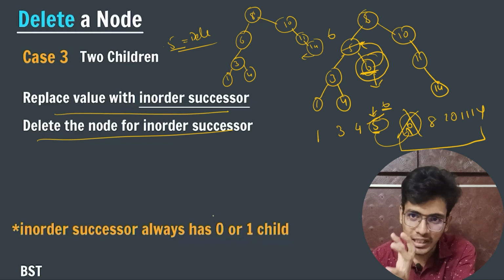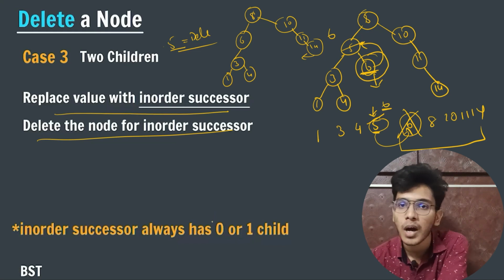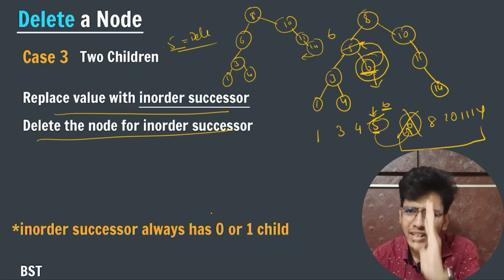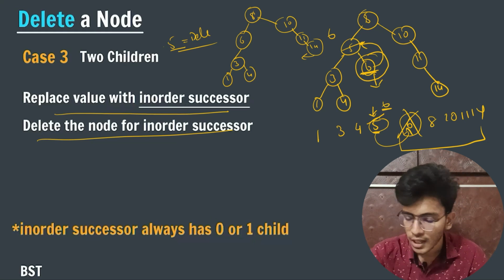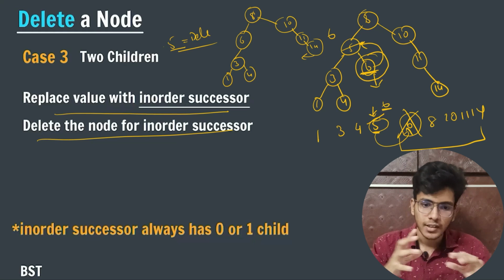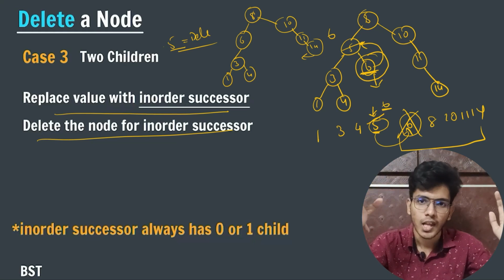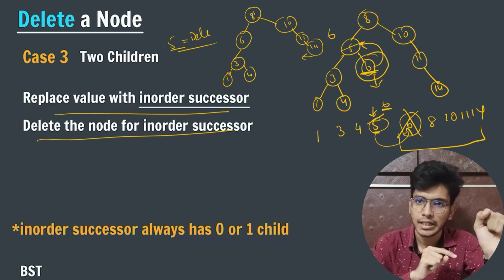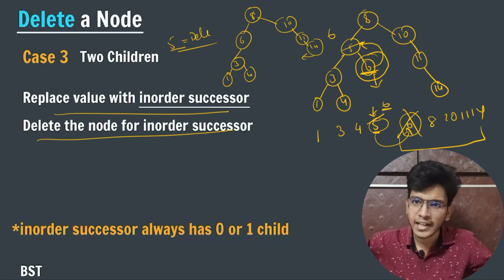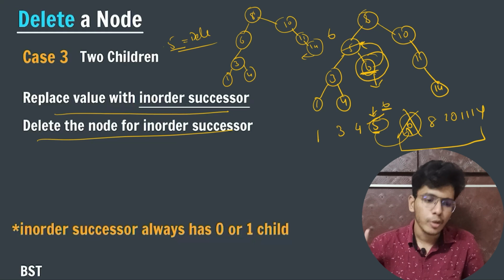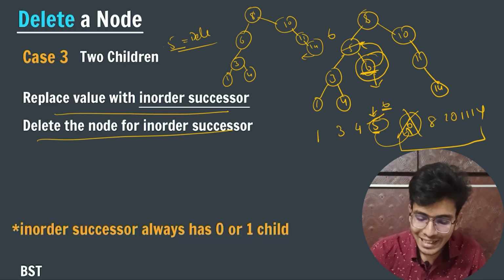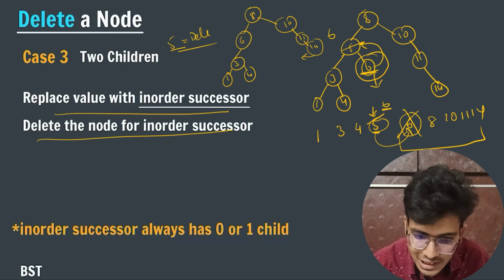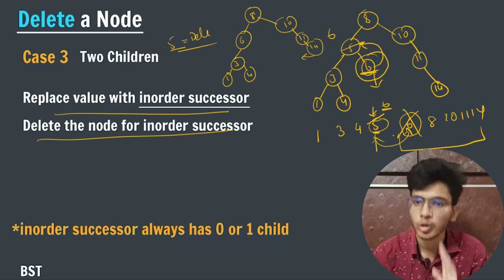Whatever the duplicated element I am having in the successive part, I will delete that. I hope you got the logic. If you don't, then replay this and listen to it again. And I will tell you one more time that I am having a tree, and I am going to delete a particular node which has a right subtree and a left subtree. So what I will do is check the inorder successor. Let's say 5 is the element I am going to delete.